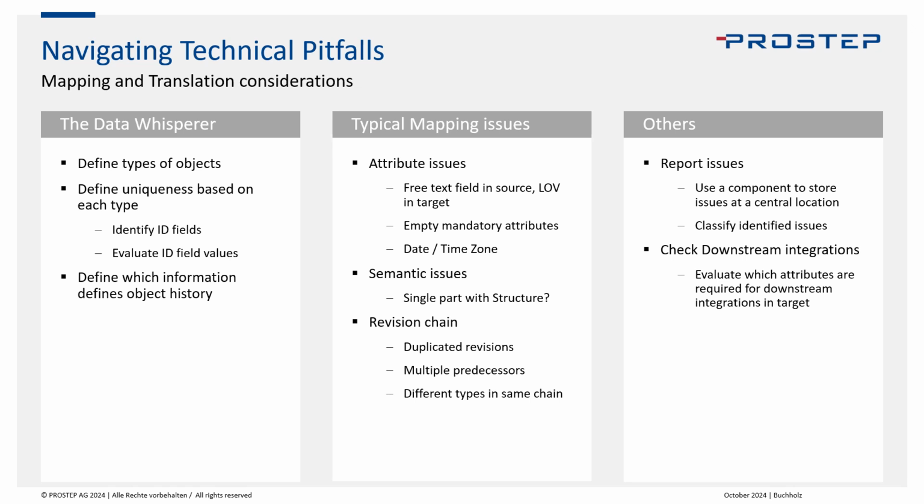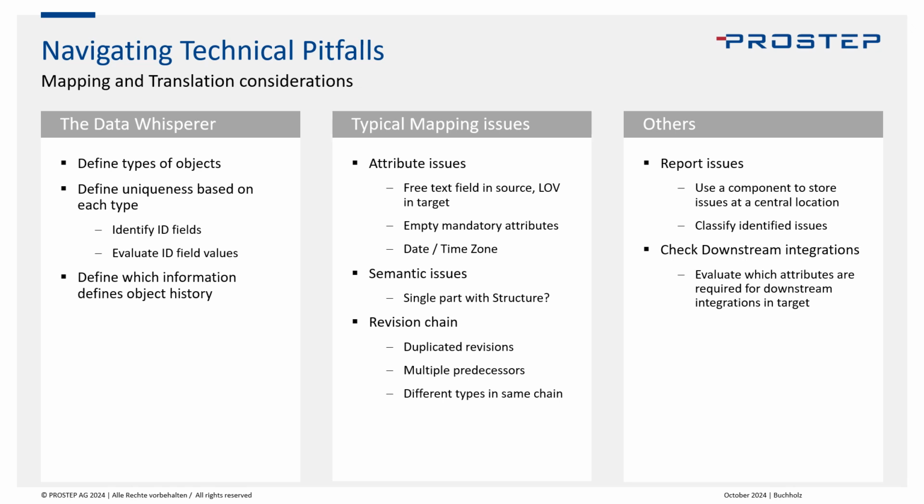Then typical mapping issues that we see when we are mapping between different systems are, of course, attribute issues. For example, you have a free text field in your source system and you have a list of values field in your target system. So you cannot put everything, just certain values in the target system. Then you want to check whether you can map that, either via regular expressions, for example, or using a fallback if you can't find any kind of meaningful value. So that's something that you need to discuss with the customer.